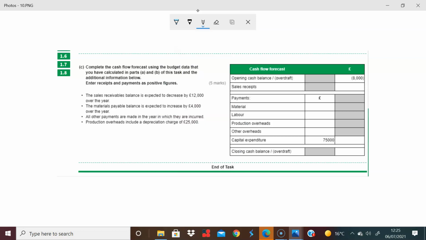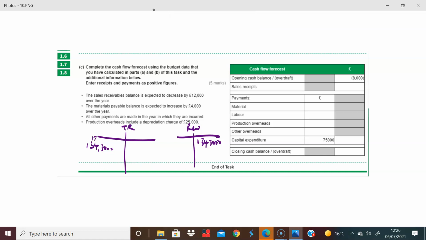Just using the double entry again here, what's happened is that you had trade receivables and you had revenue of 134,300. And the question says that receivables are expected to decrease by 12,000 over the year. So let's pretend that you had an opening balance of 12,000 and a closing balance of 0. You could use any two numbers that differed by 12,000.